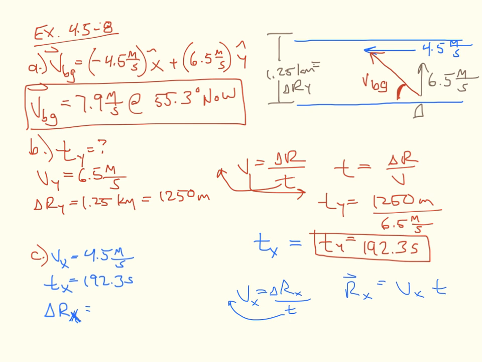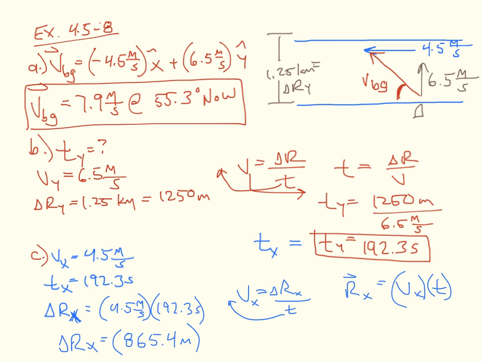Okay, so as we just bring time up right there, we should be able to solve for displacement. Velocity times time. Okay, so what's the velocity? 4.5 meters per second, and it's been traveling for how many seconds? 192.3 seconds. So our displacement in the x direction downstream is those two multiplied together. 4.5 times 192.3. 865.4 meters. And there you have it.